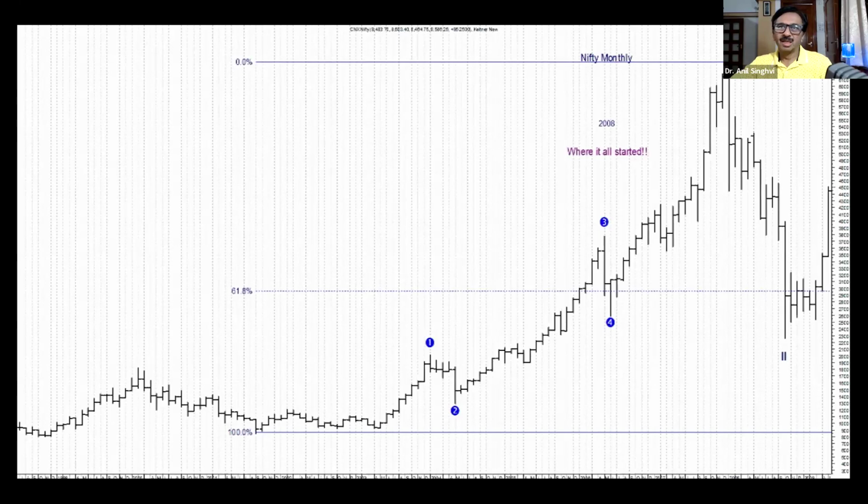So the thing is, it was the ABC correction for wave 2, and usually the correction will at least take it to the previous fourth wave low. And where was the previous fourth wave low? Here, right here. So you can see that this fourth, can you see my pointer?